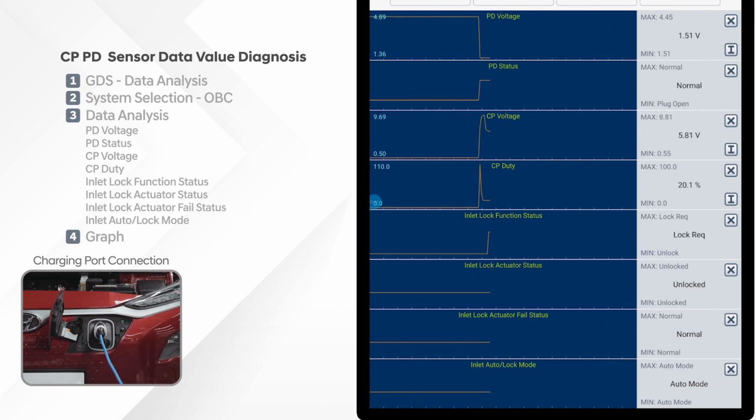The PD voltage changes to 1.51 volts. The CP voltage rises from 0.55 volts to 9 volts, but with PWM communication, it drops down to 6 volts. At this time, CP duty is 20%. It means 12 amperes charging current. Inlet Lock Function Status shows Lock. Inlet Lock Actuator Status shows Normal.